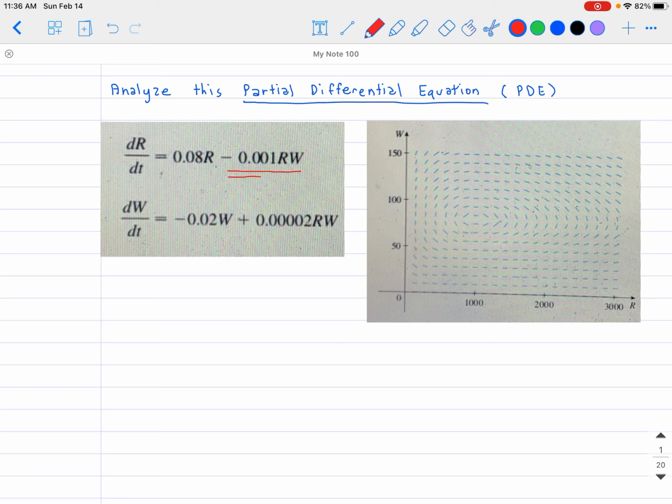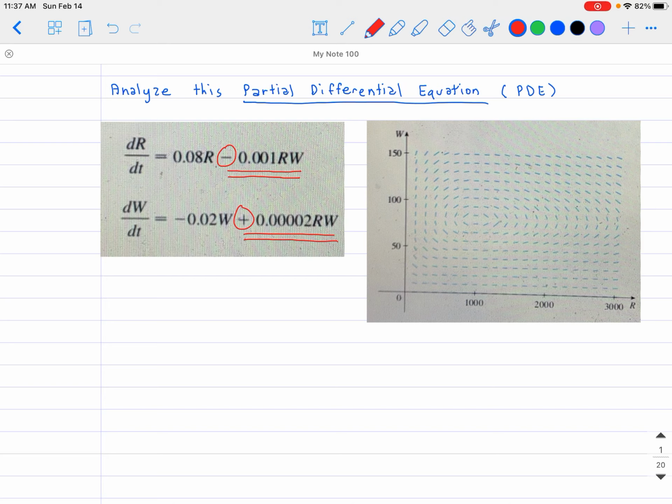You'll notice that there's a part of the PDE that has both R and W in there. And that right there represents how they interact with each other. So R times W, that's kind of like the interaction between the two populations. In the case where one is negative and the other one's positive, that basically tells me that one population is going to benefit from interaction, whereas the other one is not.